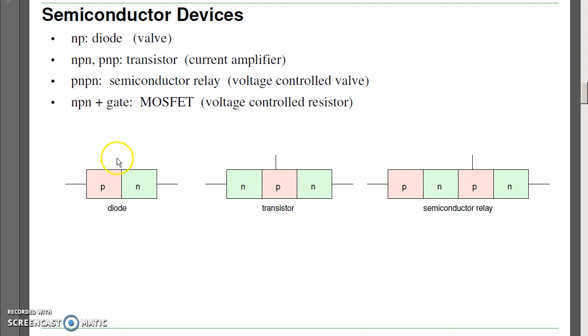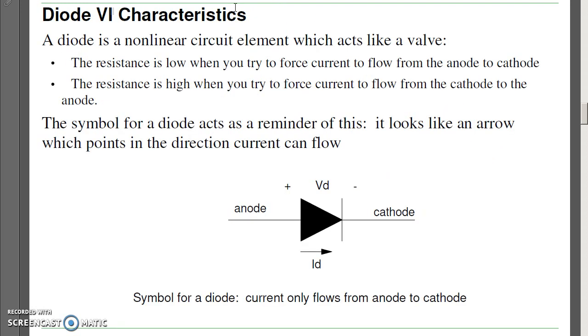For example, a PN junction is a diode. It's a valve that only allows current to flow one way. NPN is a transistor. That's a combination of a diode plus a current amplifier. PNPN is a semiconductor relay, or SCR. This is a diode that you can turn on and off. There's also other devices like a MOSFET, which is a voltage-controlled resistor. In electronics, we cover various devices made with semiconductors, meaning made with PN junctions. Today, we'd like to look at just one of these, how to analyze a circuit that contains diodes.